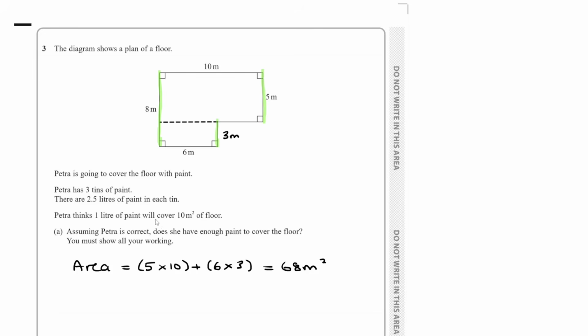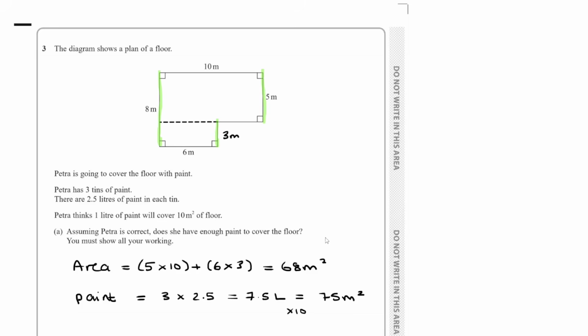We've been told that 1 litre of paint will cover 10 meters squared of floor. There are different ways or different orders that you can do this, but I'm going to look at now the fact that Petra has 3 tins of paint, and each of them have 2.5 litres in them. So the paint would be 3 times 2.5 litres to get the total litres, which is 7.5 litres. And then that 1 litre of paint will cover 10 meters squared of floor. So how many meters squared would that cover? We'll just multiply it by 10. That would be 75 meters squared of floor.